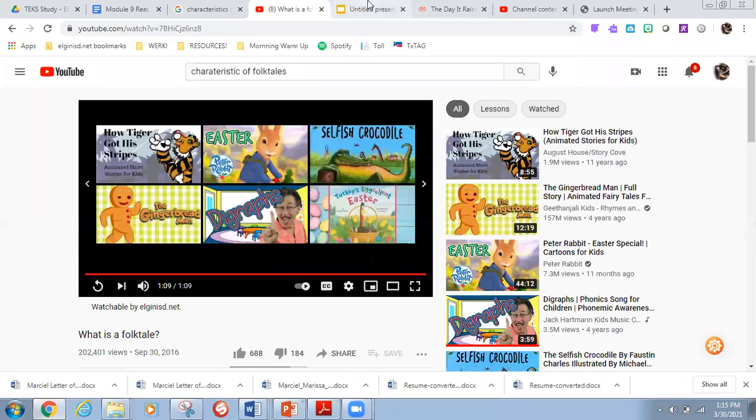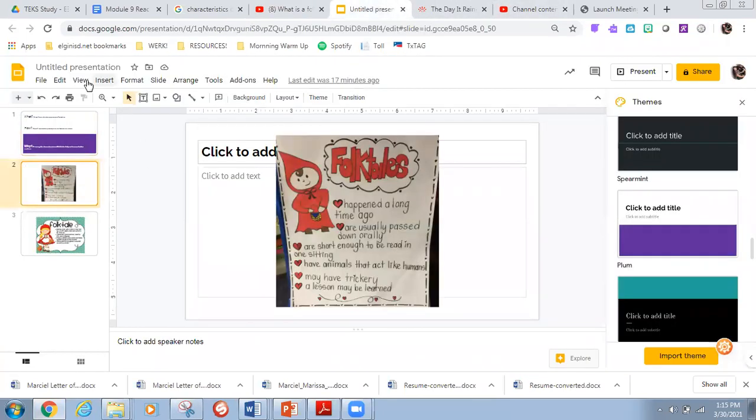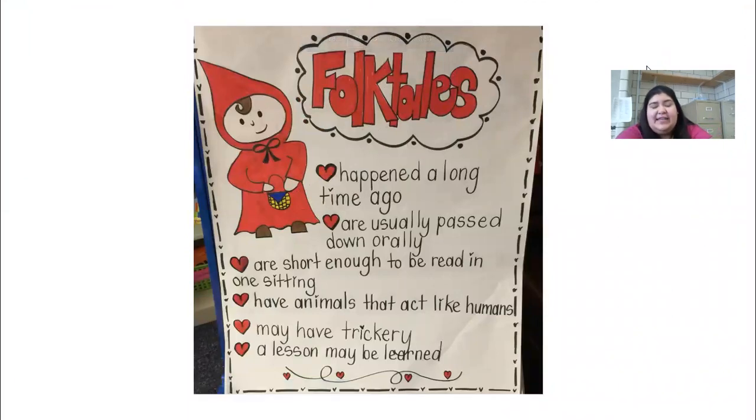All right, so moving on, remember folk tales usually happen a long time ago. They're usually passed down orally. Remember we said that someone told the story and then they told their kid and then that person told their kid and then it just went down from there and now we have them. They're usually short enough to be read in one sitting. They have animals that act like humans, but not all the time. They may have trickery and a lesson may be learned.